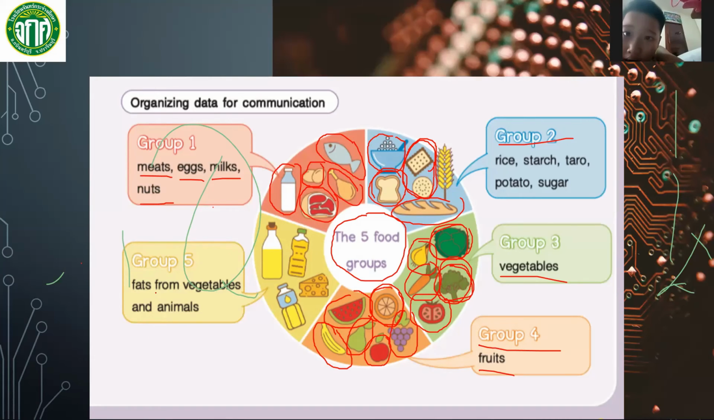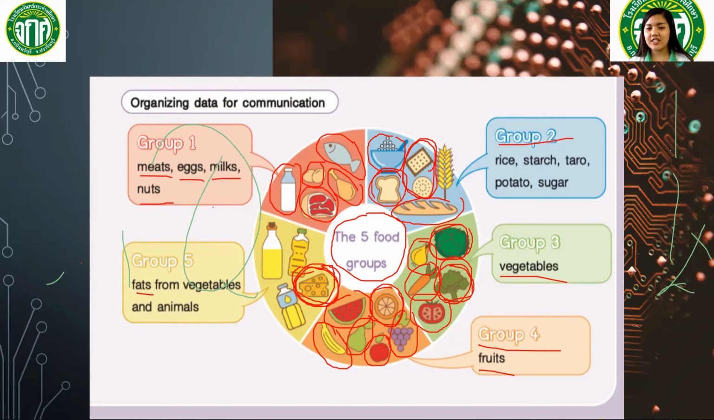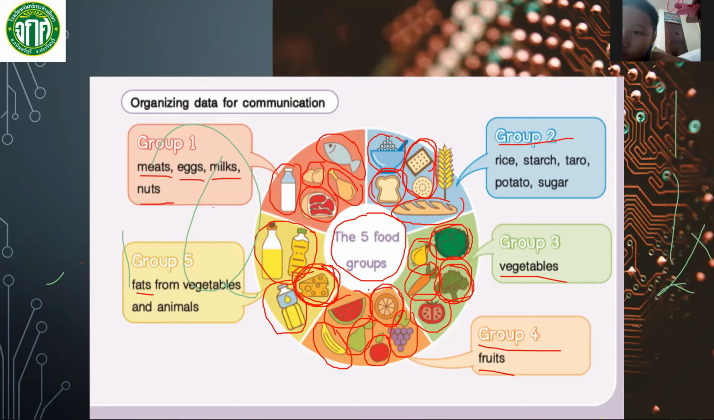Okay, so these are fats, vegetables, and animals. Okay, so what are these? What is this? This is a cheese. Cheese. Yes or no? Yes, this is a cheese, and these are oils from plants and vegetables.